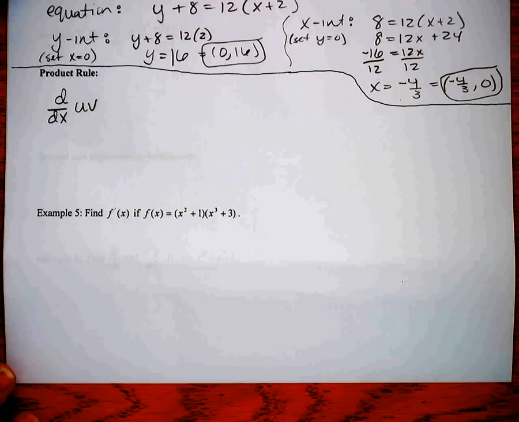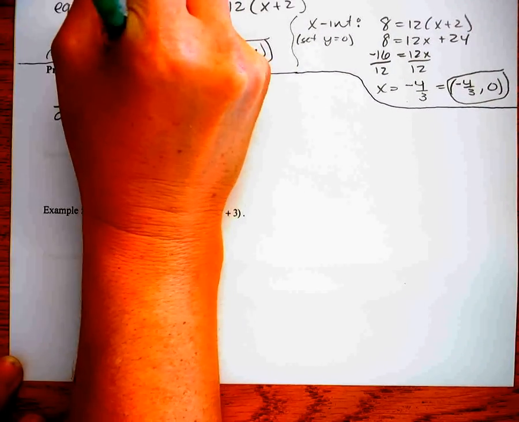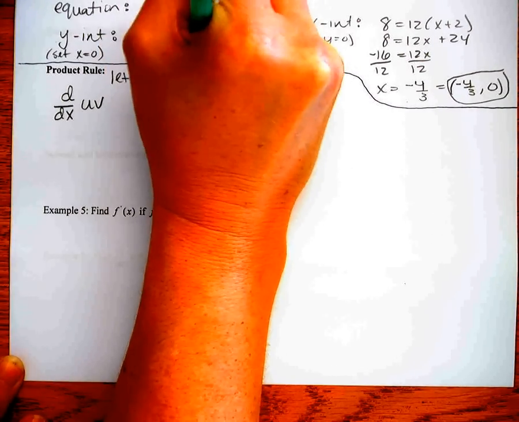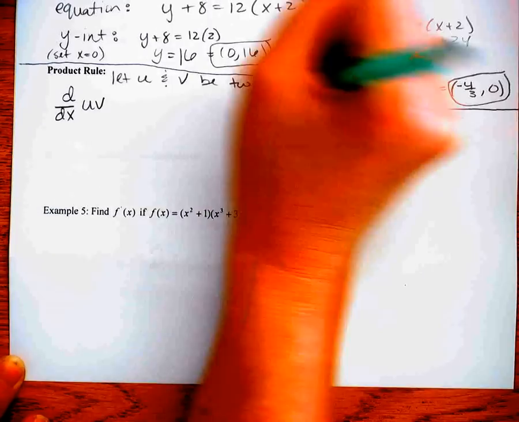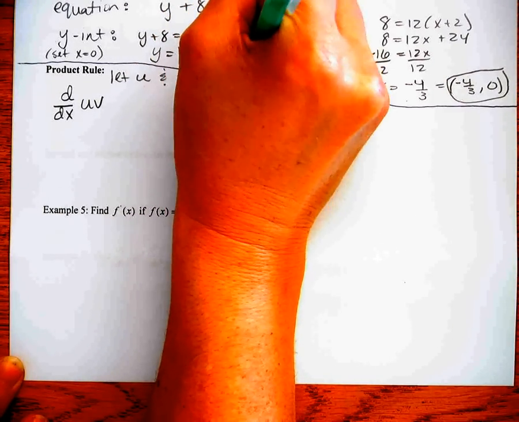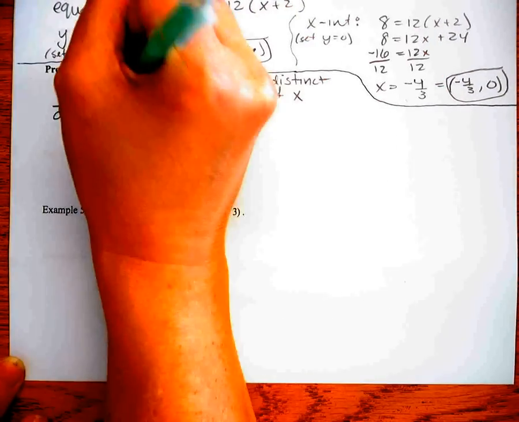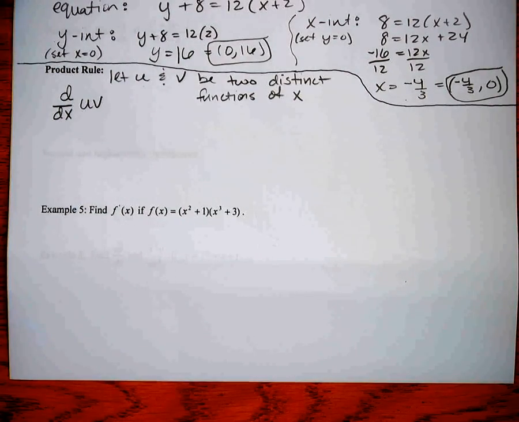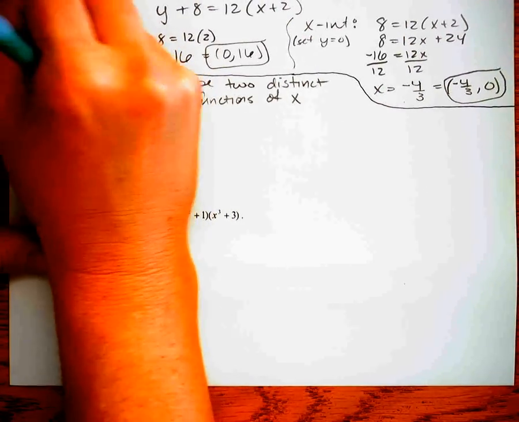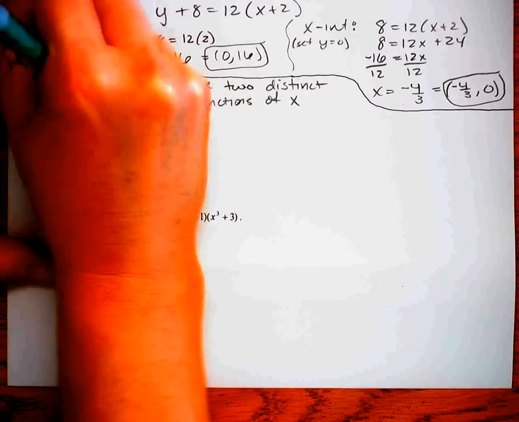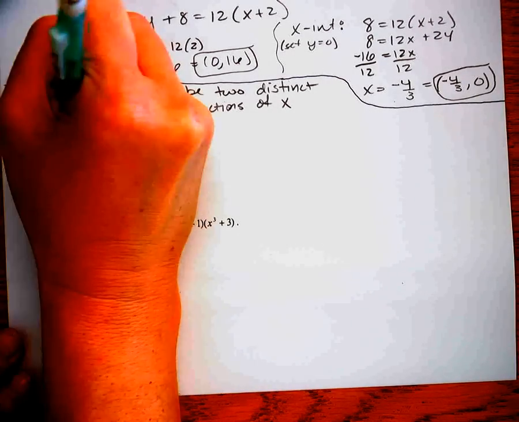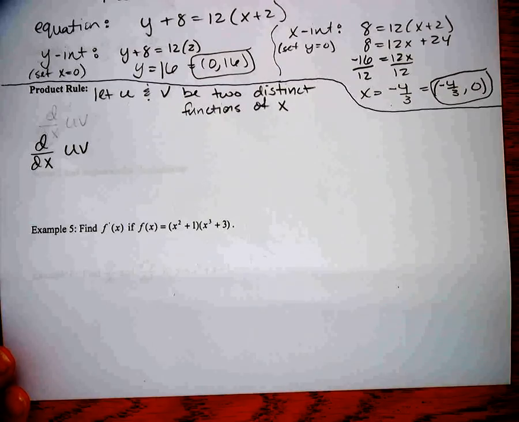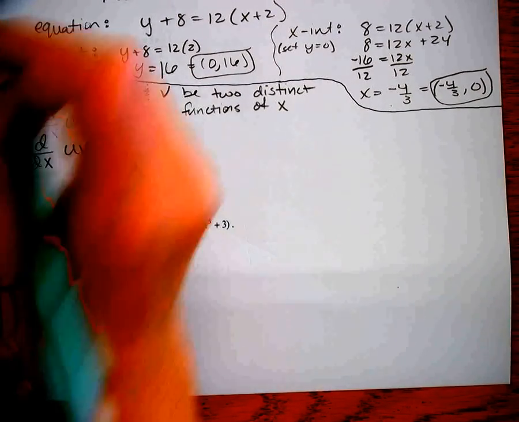So some books like to call them u and v. So let's let u and v be 2 distinct functions of x. Well, here's what most of us wish were true. Most of us wish that we could just find the derivative separately and then multiply them together, just like we did with the sum and difference. But the reality is that's just not accurate. It's not correct. It won't give you the right answer.